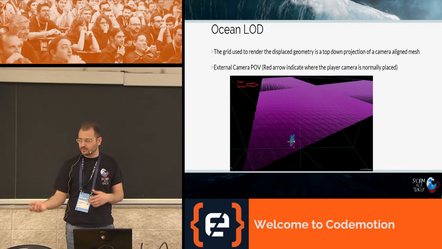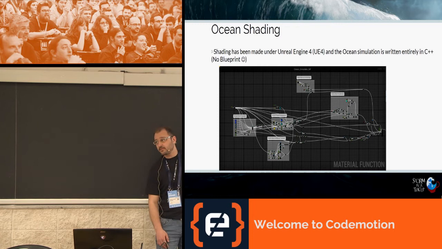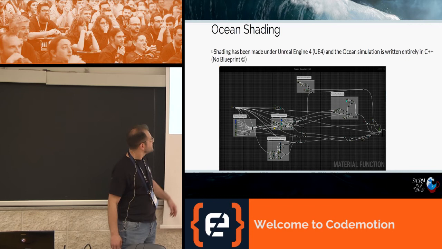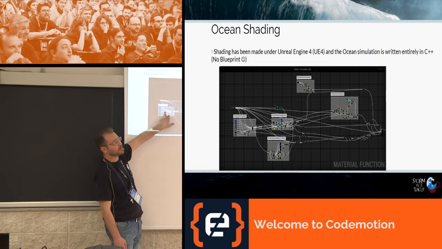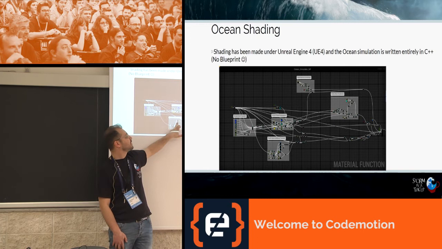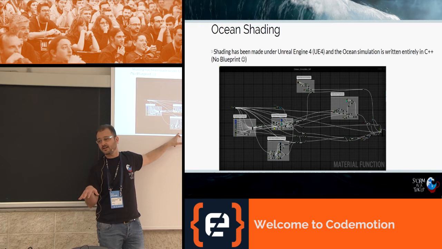So, ocean shading. This is the material function that I use to shade the ocean. It doesn't have anything to do with the simulation. The simulation is computed in C++. All those components that you see here: this is the ocean patch sampler that samples the height map. This is the foam system. This is a Perlin noise added on top to break tiling artifacts, because I tile the ocean.